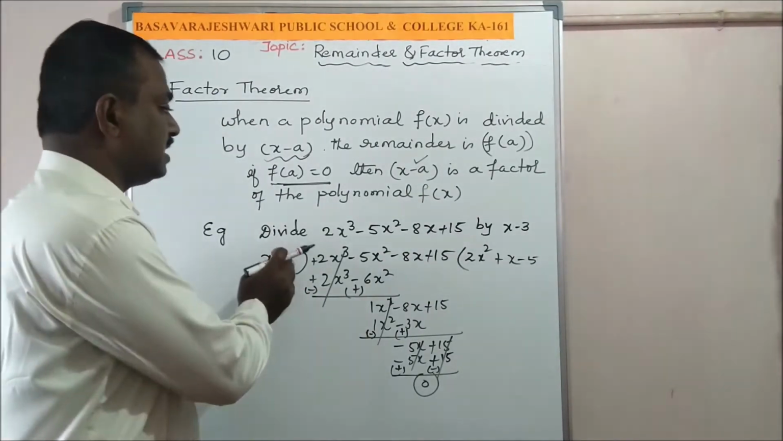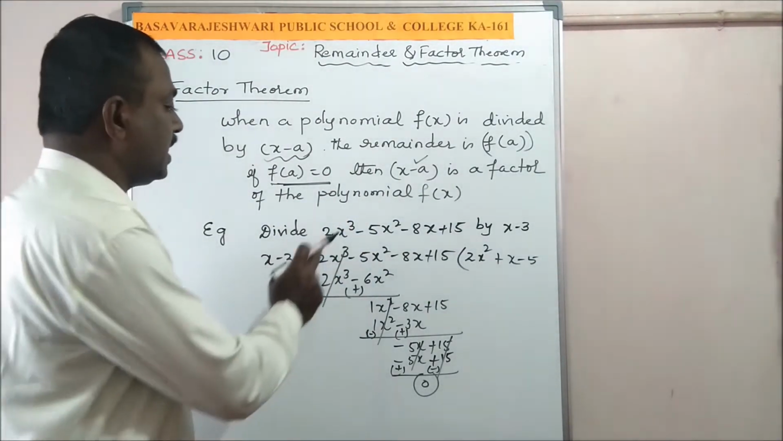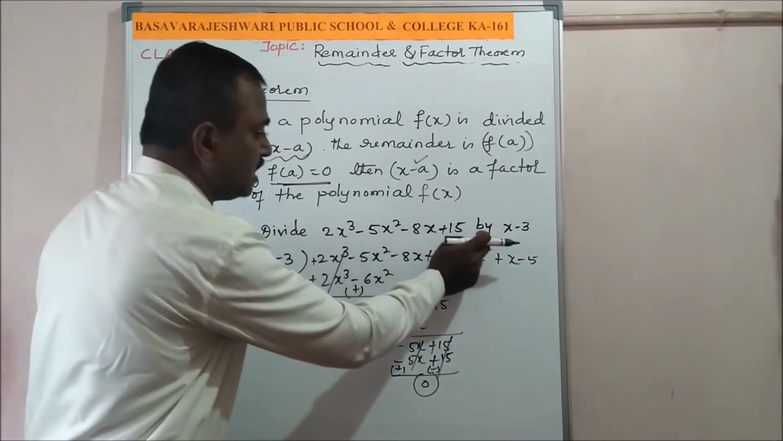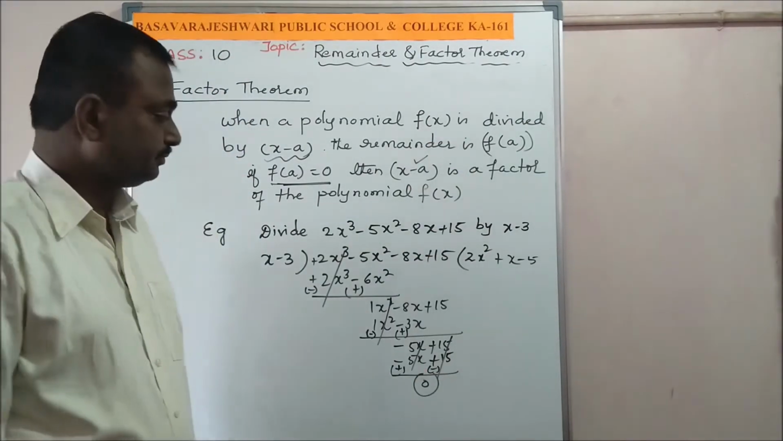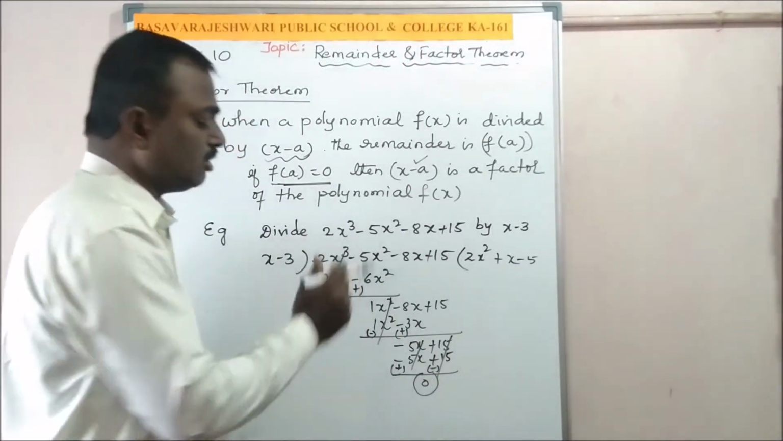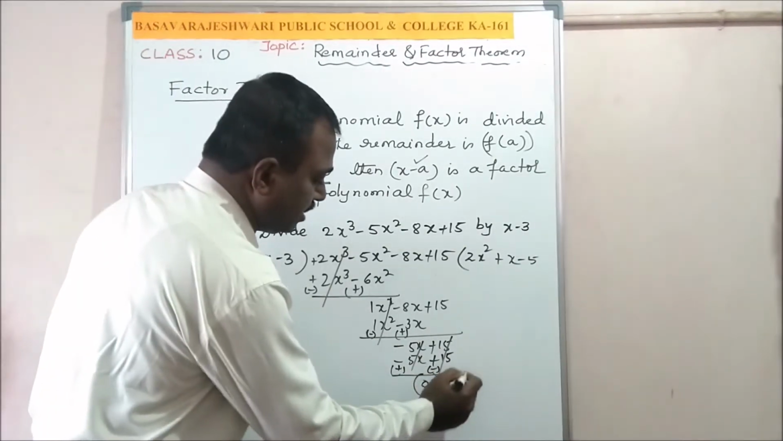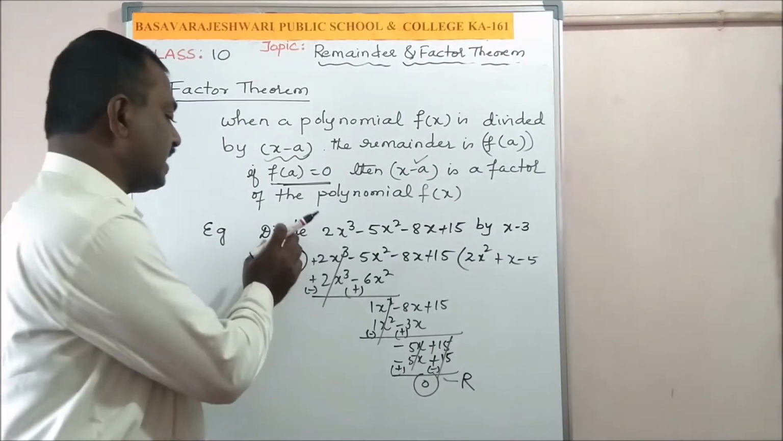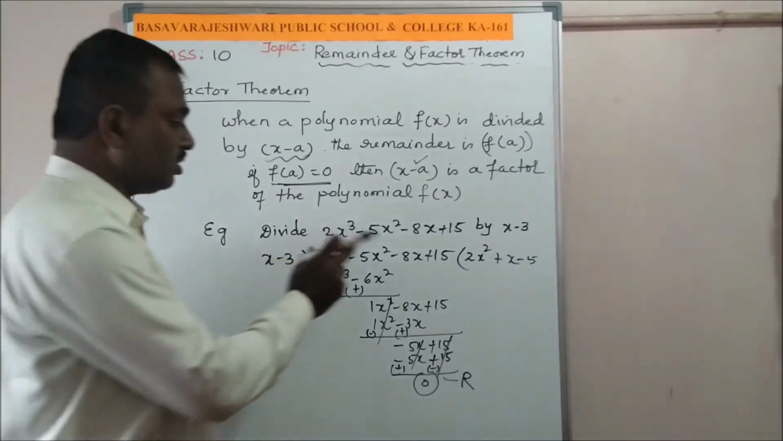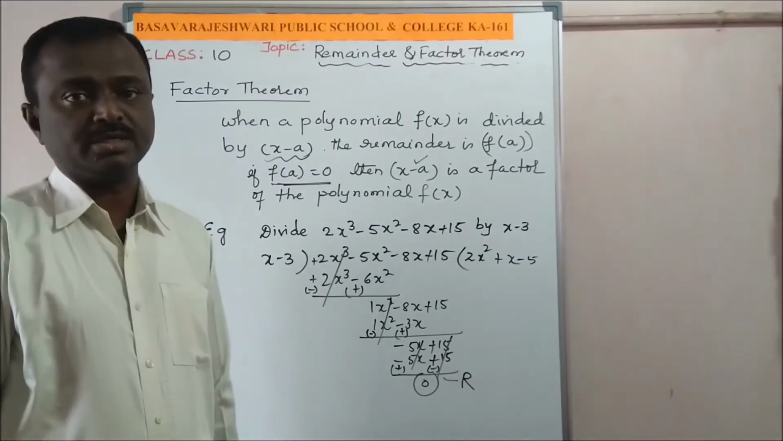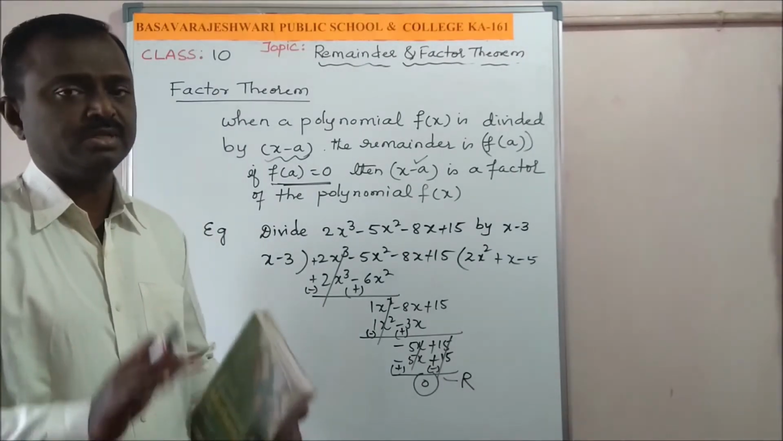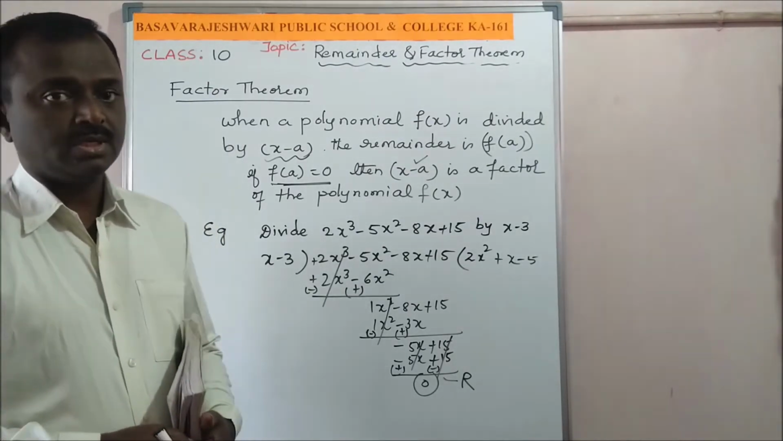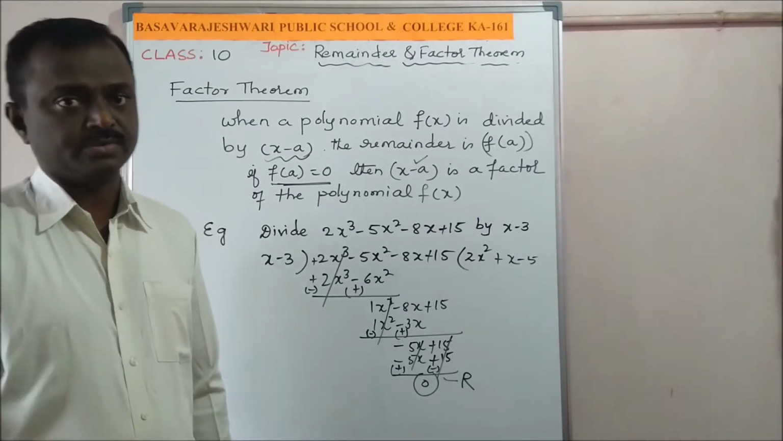To understand this, let us see one example. Divide the polynomial 2x cubed minus 5x squared minus 8x plus 15 by x minus 3. So I divided the polynomial. Finally, what is the remainder I got? The remainder I got is 0. Therefore we can say x minus 3 is a factor of the given polynomial. This is the simple concept we have in the factor theorem. Now we will solve the problems.